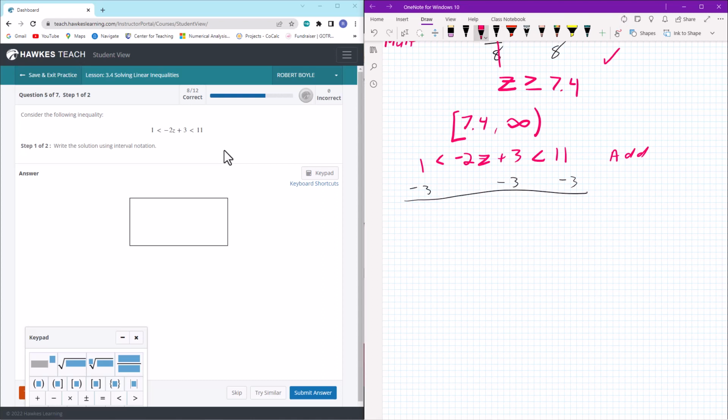All right, adding vertically, 1 minus 3 is negative 2. These cancel, so all I have is negative 2z. And then 11 minus 3 is 8. So it's going to be less than 8. And now we need to use the multiplication property of equality.